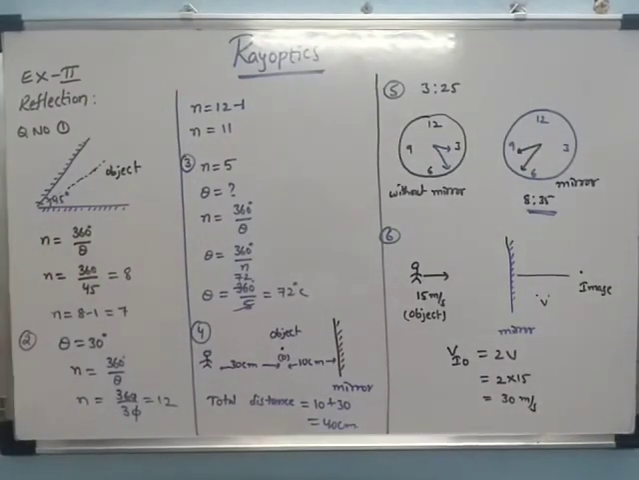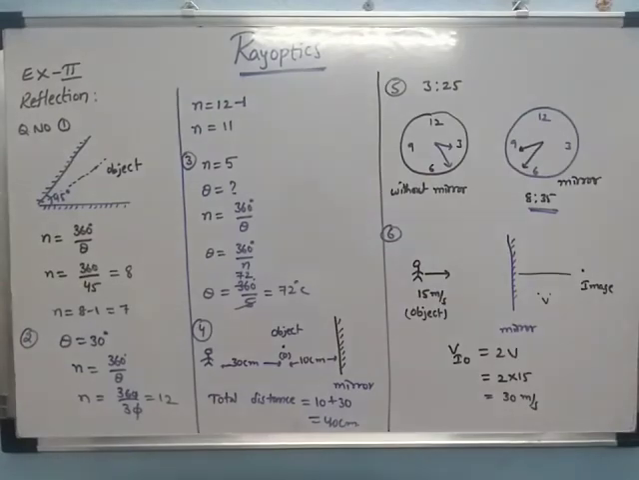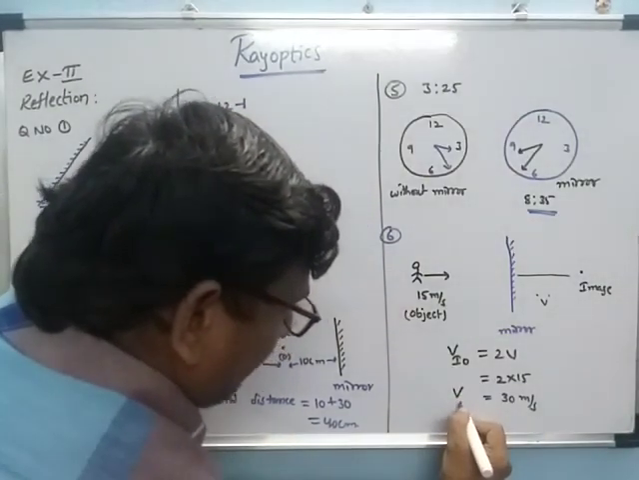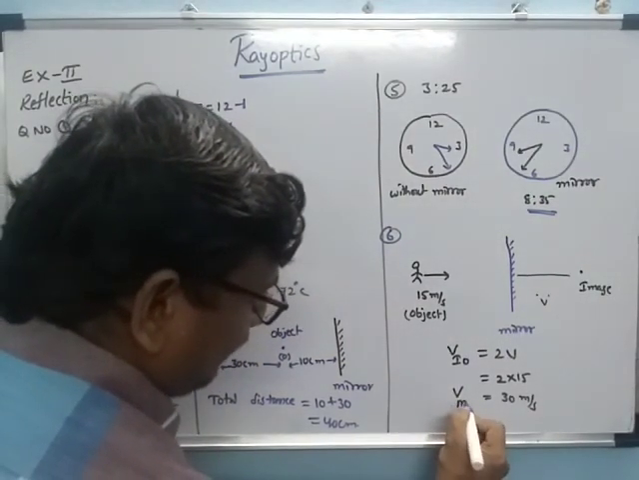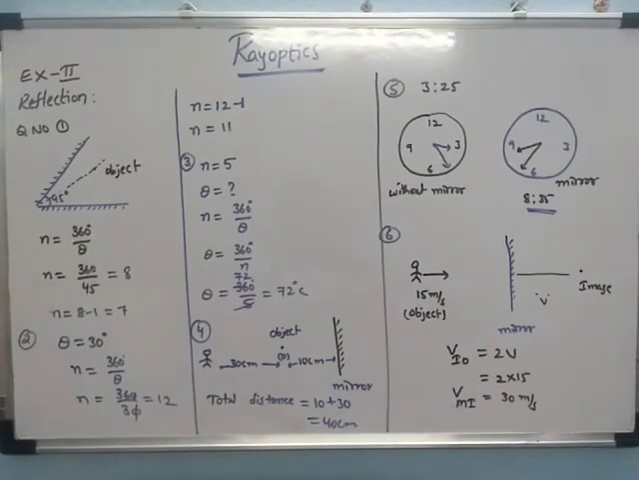But here, what do we write? The speed of the image with respect to the man. So the velocity of the man with respect to the image is 30 meters per second.